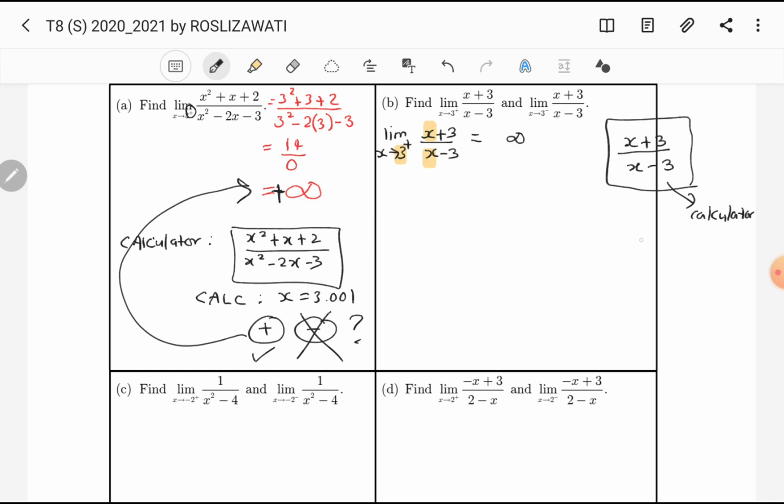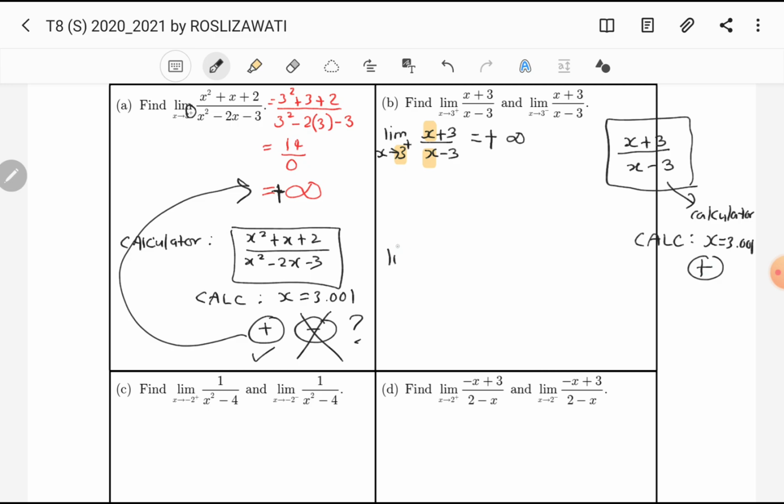Okay, next. Tekan calculate. Dia tanya x equal to, awak tengoklah. For this case, 3 positif. So, kalau 3 positif, awak masuk 3.001. Okay. So, calculator tunjuk jawapan positif. Okay. So, kat sini jawapan dia positif infinity.